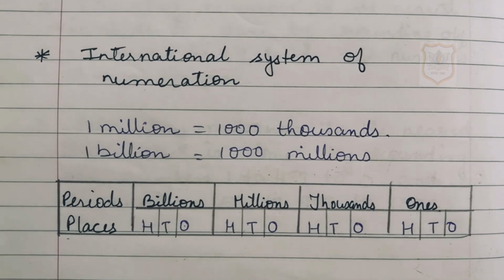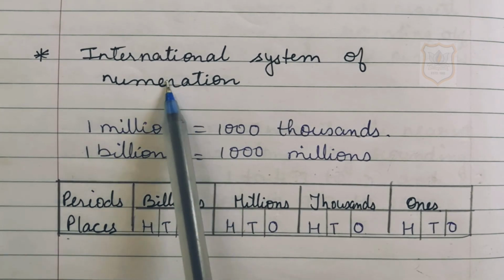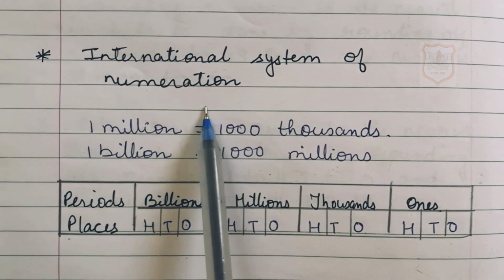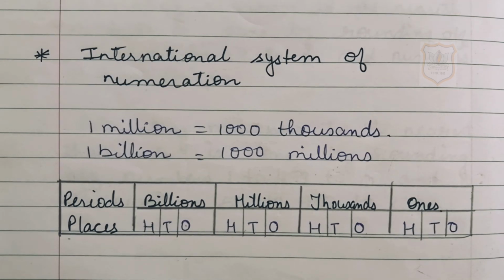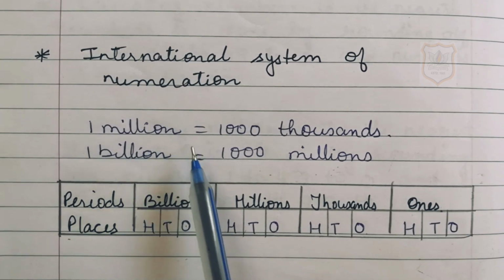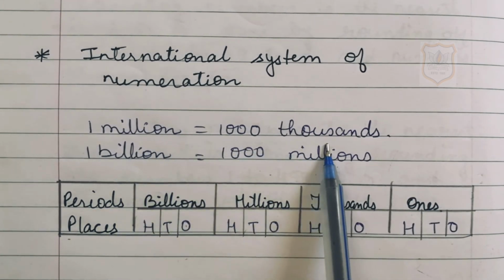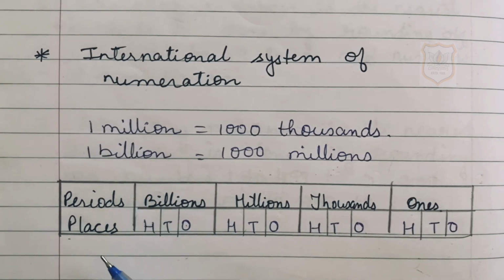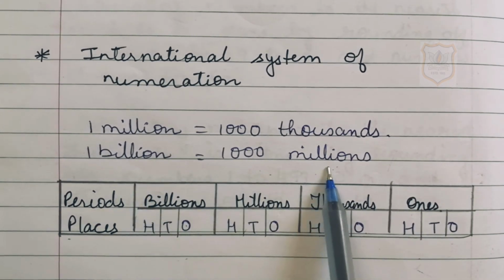Now our next topic in this chapter is International System of Numeration. In the previous video I explained Indian system of numeration. Now what is International System of Numeration? Values of the places in the International System of Numeration are ones, tens, hundreds, thousands, 10,000, 100,000, millions, 10 millions and so on. Where 1 million is equal to 1,000 thousands and 1 billion is equal to 1,000 millions.